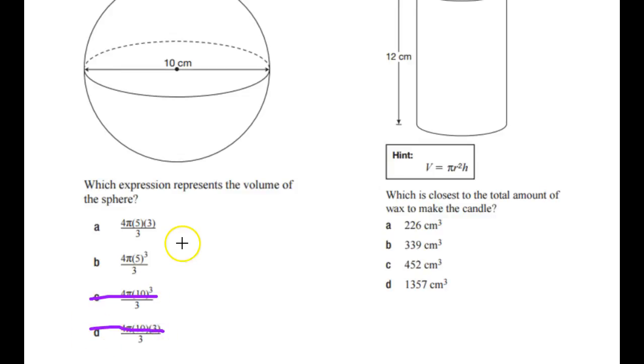And notice that they've also multiplied by 3 instead of cubing the answer. So I'm just going to go back here and look and make sure. And my formula has the radius cubed, not the radius multiplied by 3. And so without even doing any math here, I can tell that my correct answer is B.